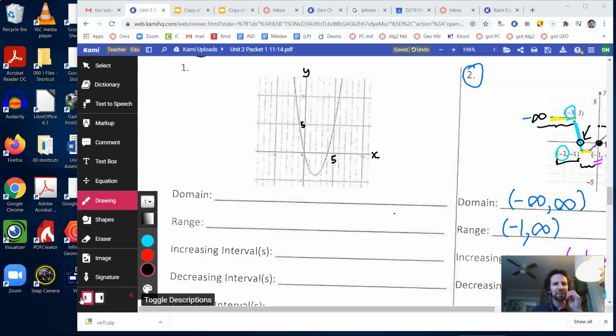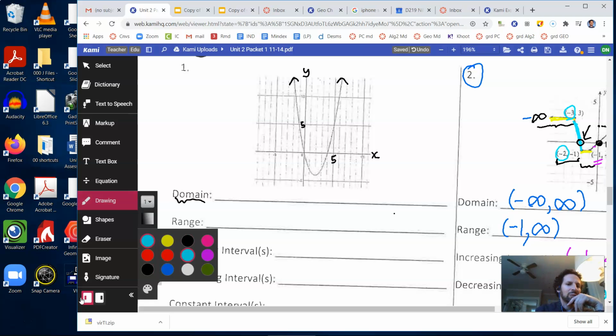Hey everyone, so let's take a look at problem number one from the homework. For this graph, this is on the third page, it's asking us what is the domain. Before we figure out the domain, whenever we see a graph, what we should do is add arrows to the ends of the graph if it appears that it's going to go on forever.